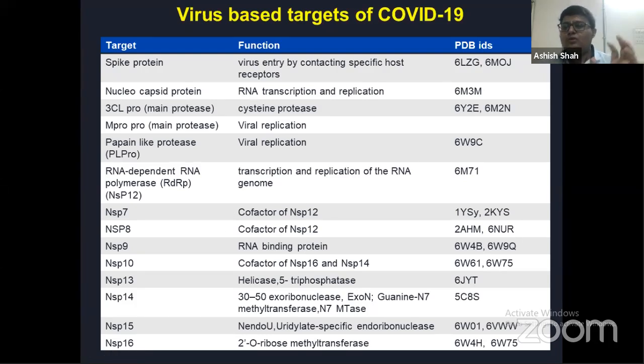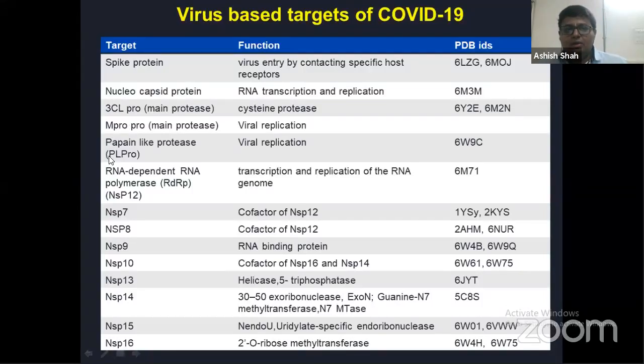So if you want to do research, you may choose the area or target of your interest, and then you can move ahead. And I have put in the examples. You can check all these examples. These targets are already available in the protein database. So you can download this protein structure, go for docking studies, and then you may end up with a compound which has a good binding affinity. So these are the virus targets that are available.